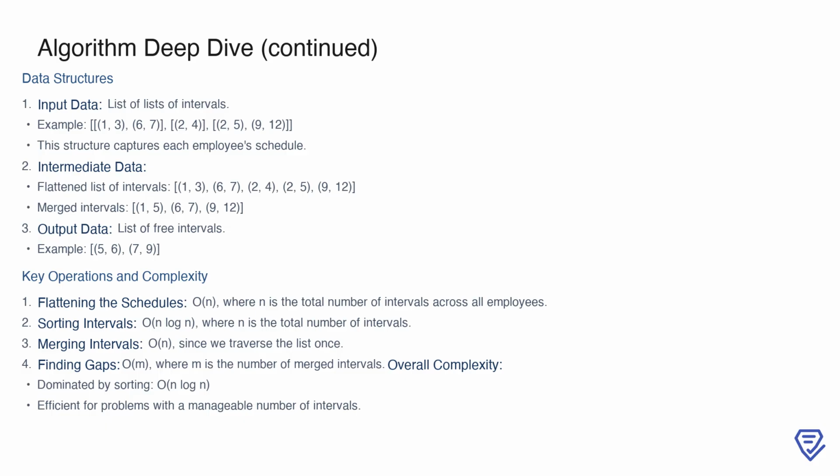The input is a list of lists of intervals, which models each employee's schedule. We create an intermediate flattened list of intervals, for example, [1,3], [6,7], [2,4], [2,5], [9,12], and then a merged list, such as [1,5], [6,7], [9,12]. The output is the list of free intervals, like [5,6], [7,9].